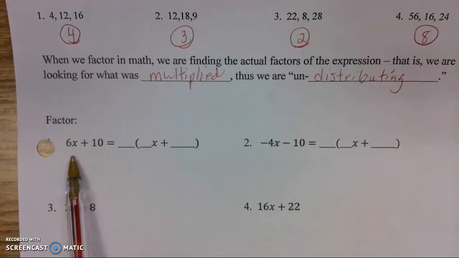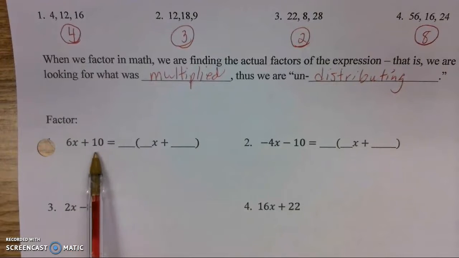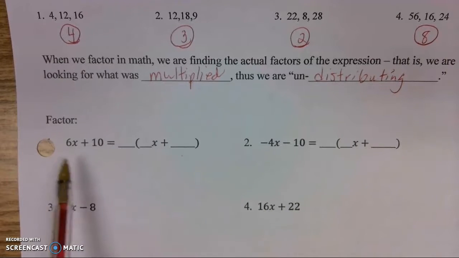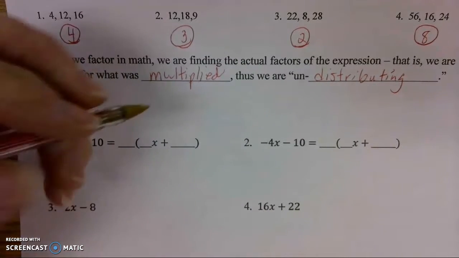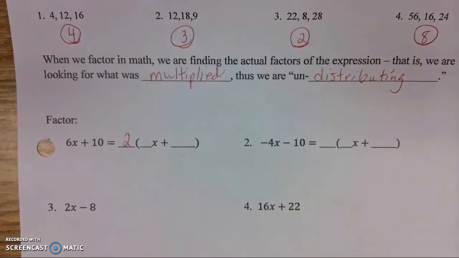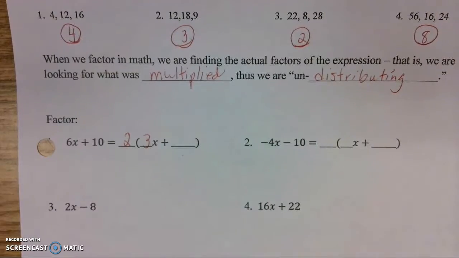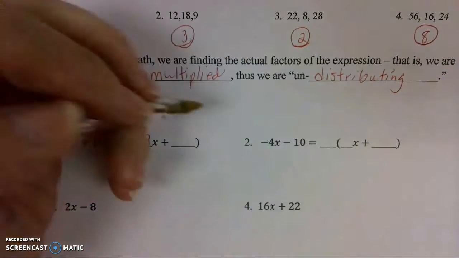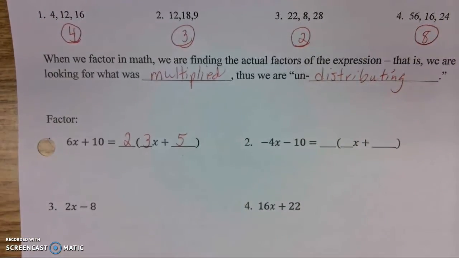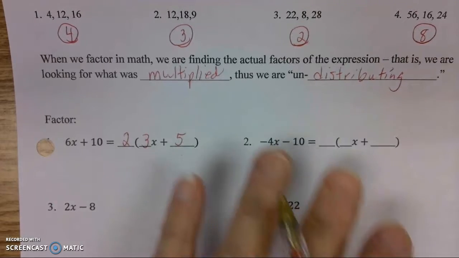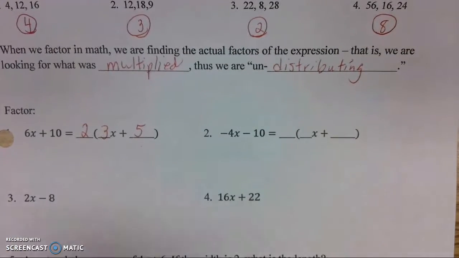So let's take a look at the first example, 6x plus 10. What I want to do is find a number that when I multiply it by another number will give me 6 and will give me 10. Well, that number is going to be 2. 2 times 3x will give me 6x. 2 times 5 will give me 10. So what I'm doing is I'm looking for the greatest common factor of the expression.